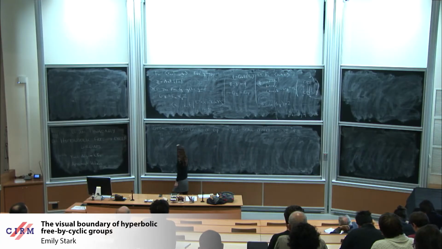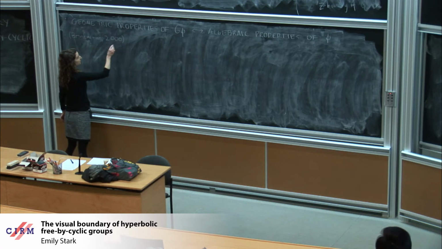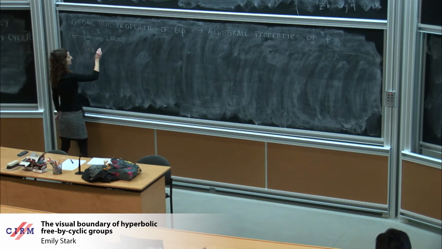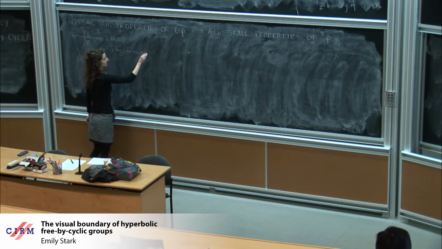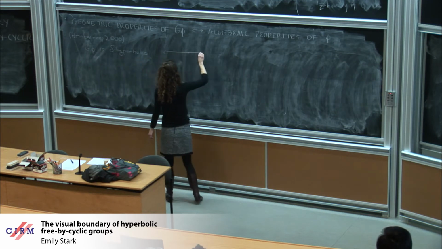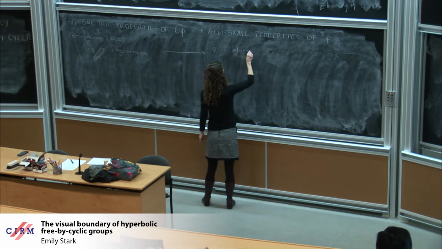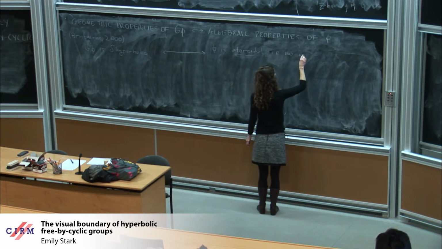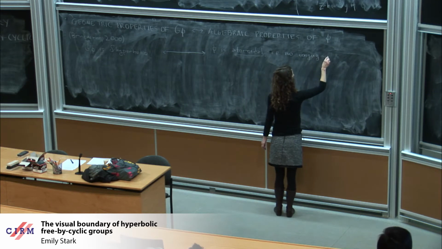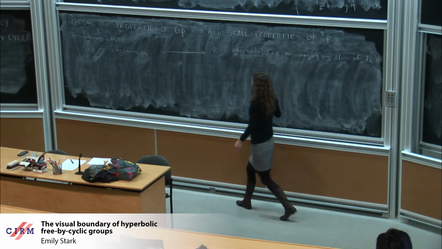So one example of this correspondence is given by Brinkmann in 2000. He proved that a free-by-cyclic group G phi is delta hyperbolic, so it has large-scale negative curvature, if and only if the outer automorphism phi is atoroidal, which means that no conjugacy class of the free group is invariant under a power of phi.